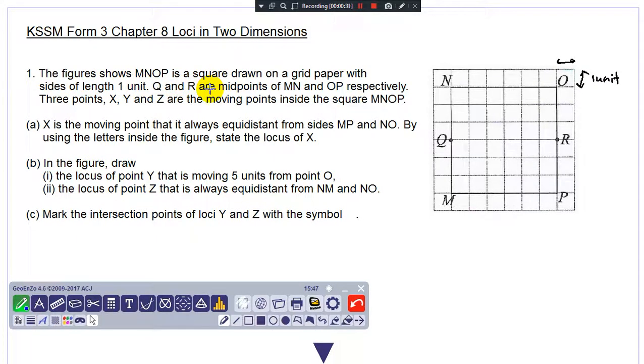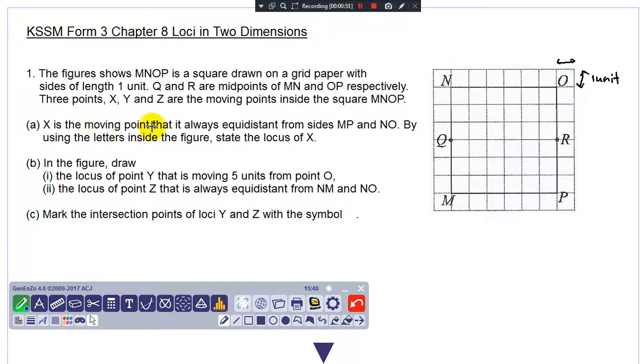Q and R are the midpoints of MN. So Q is the midpoint of MN and R is the midpoint of OP. So we have three points here, X, Y, Z, which move inside this square MNOP.